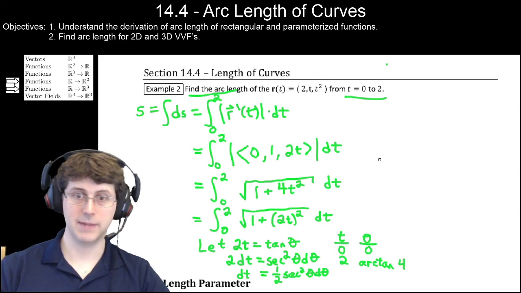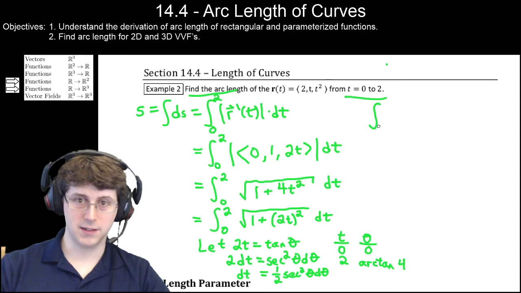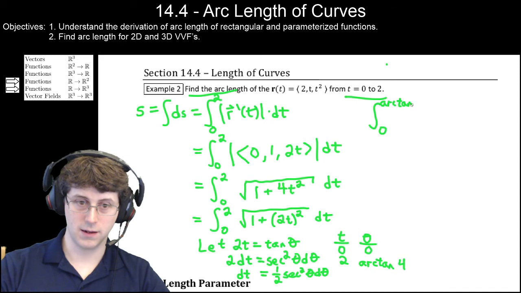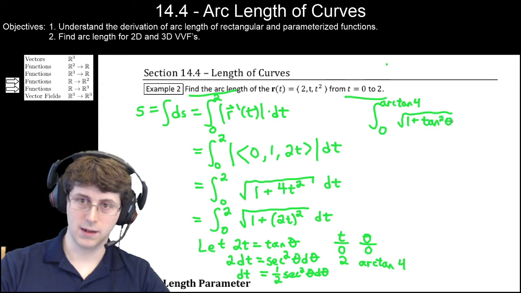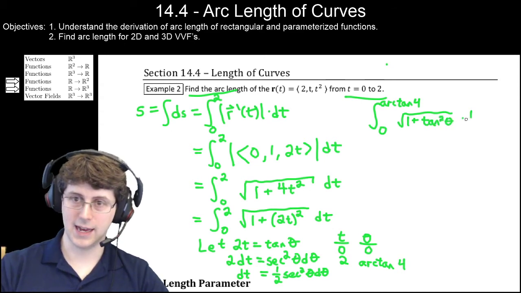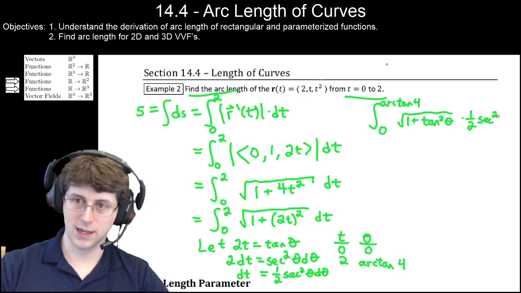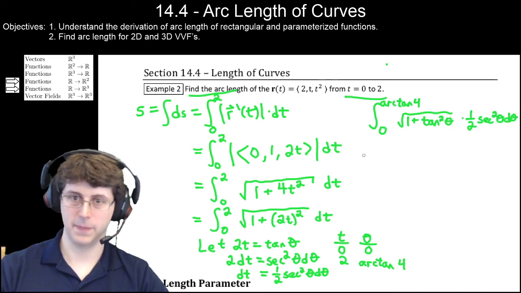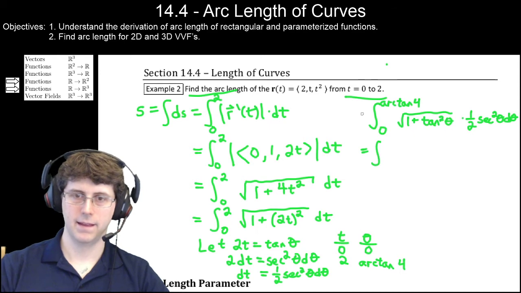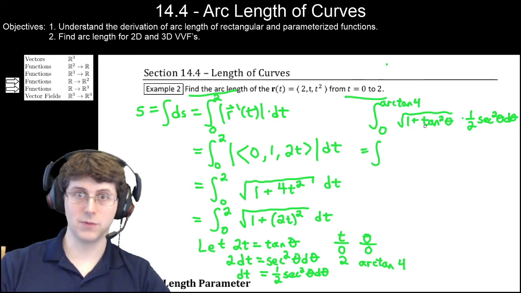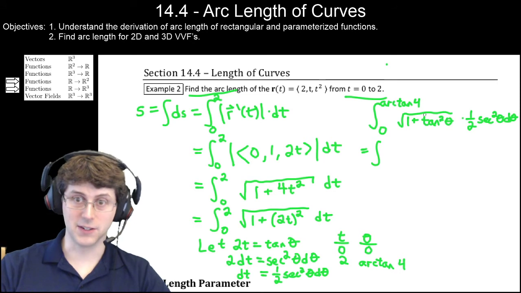Gross. Okay, so the integral is from 0 to arctan of 4 of the square root of 1 plus tangent squared theta times dt, which was half secant squared theta d theta. At this point, we have the square root of 1 plus tangent squared theta, which is the payoff of a trig substitution. This is all secant theta. So in total, I have secant cubed theta.